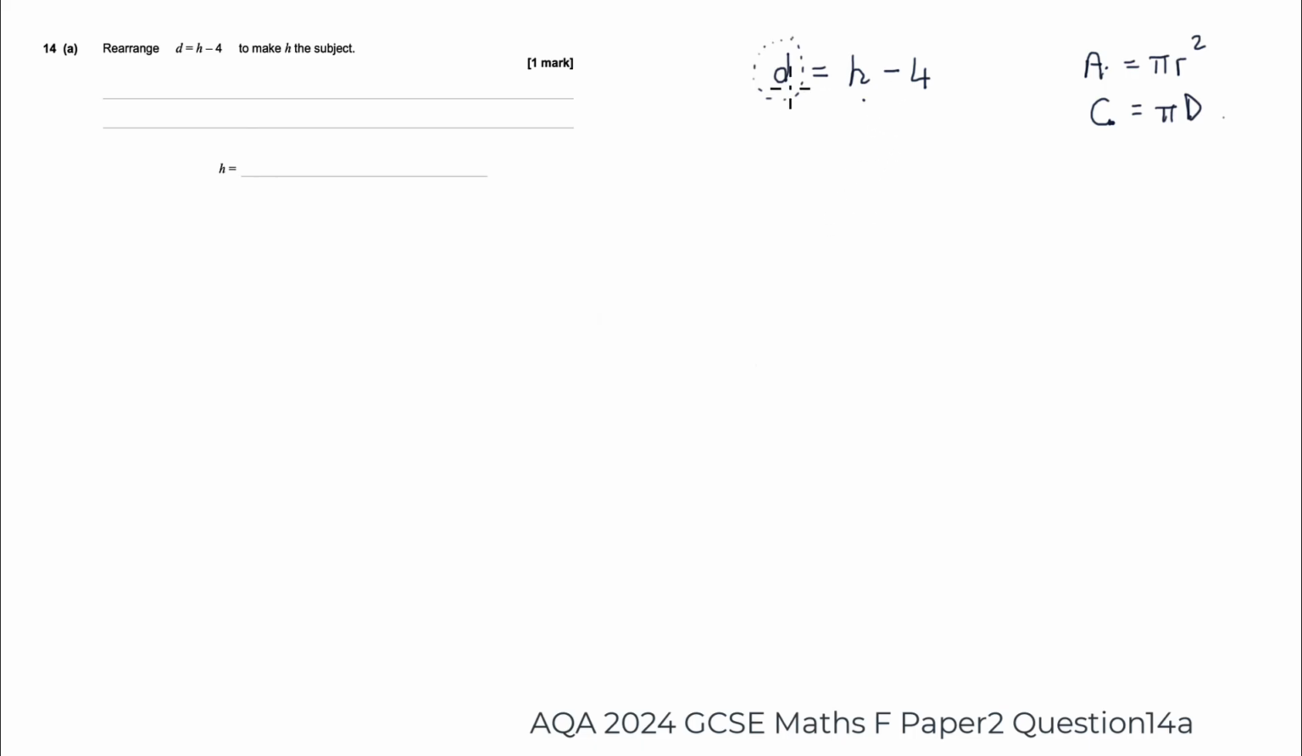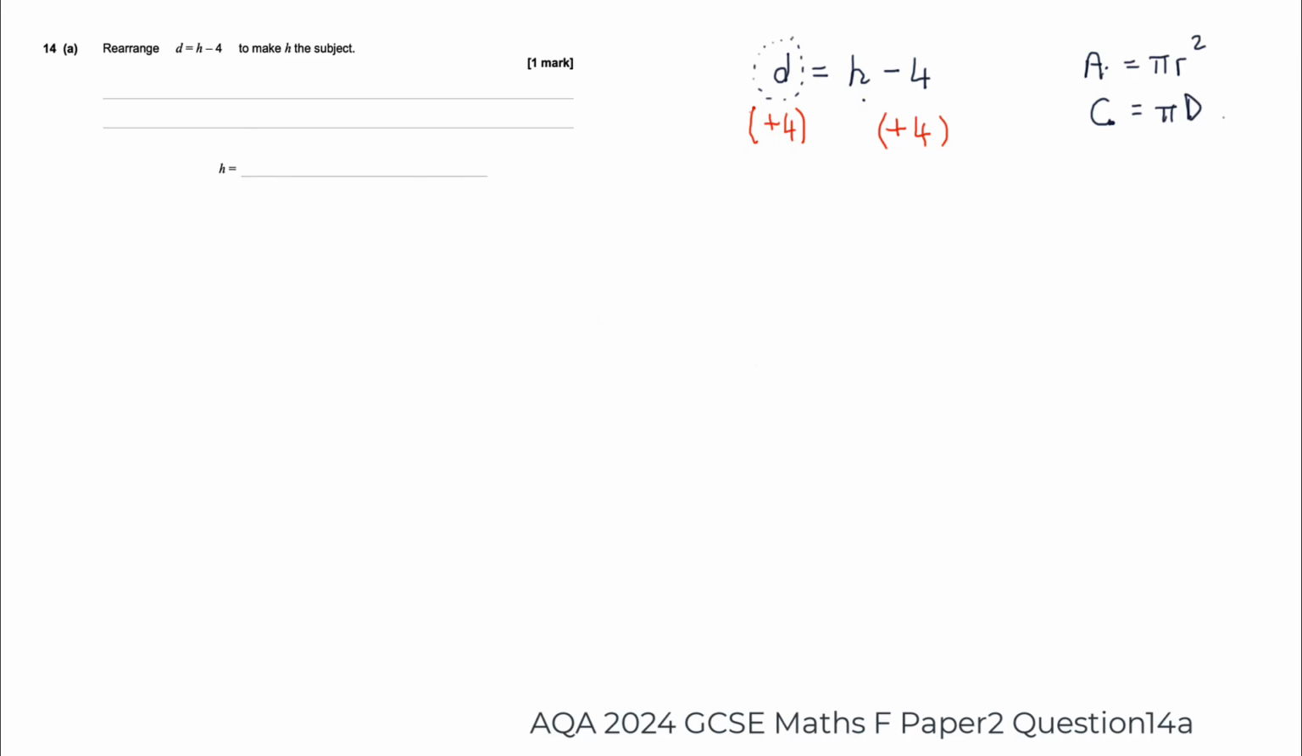So whatever we do to one side, we must do the same to the other side to keep that balance. Now, if I'm wanting to get H all on its own, I'm looking at this take away 4 and I'm thinking, okay, what's the opposite of taking away 4? Well, that's adding 4. So I must now do that same thing to the left-hand side of that equation, always doing the same to each side to keep it balanced.